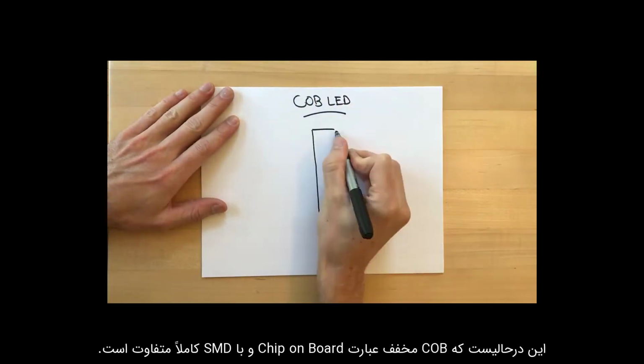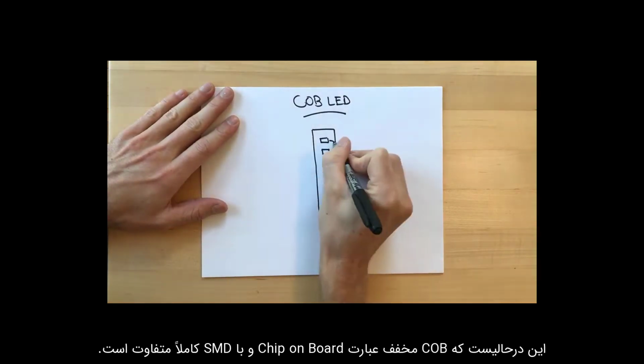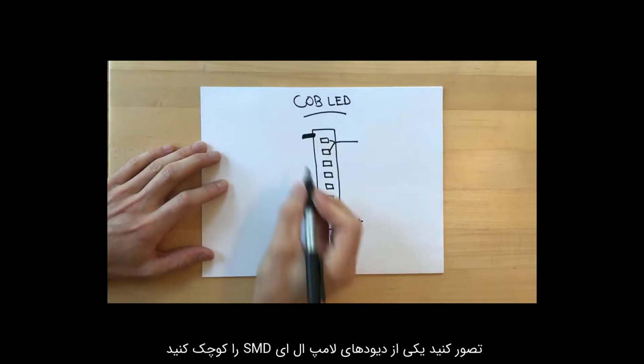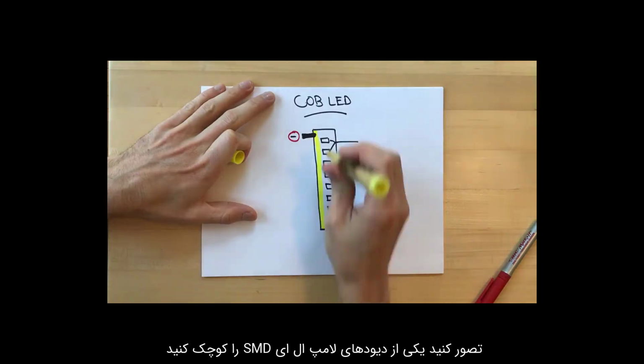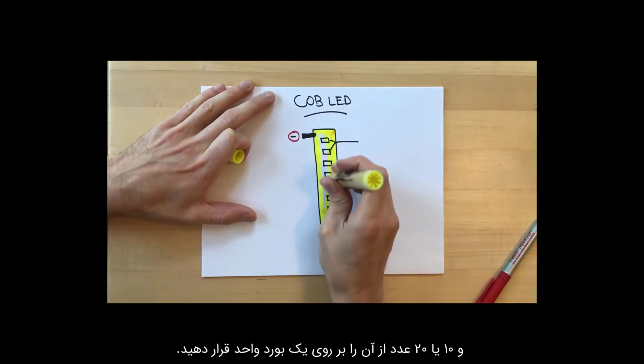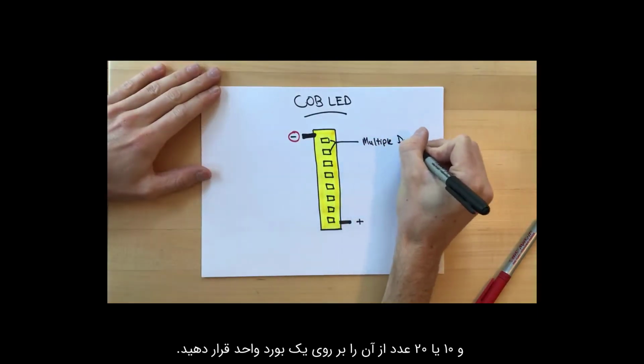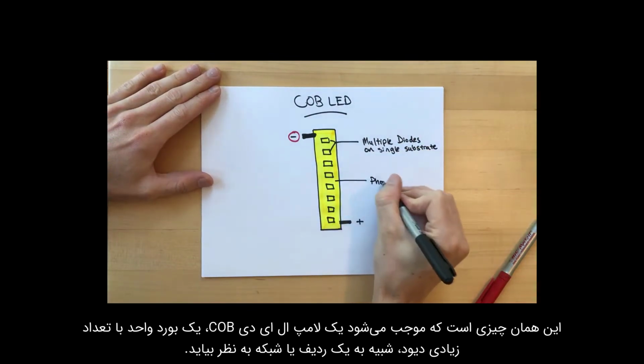Here is how COB or chip-on-board LEDs differ greatly. Imagine if you shrunk the diode of an SMD LED and placed, say, 10 or 20 of these on a single circuit board. This is effectively what a COB LED represents, a board with numerous diodes comprised in a given pattern, which is usually a row or a grid.